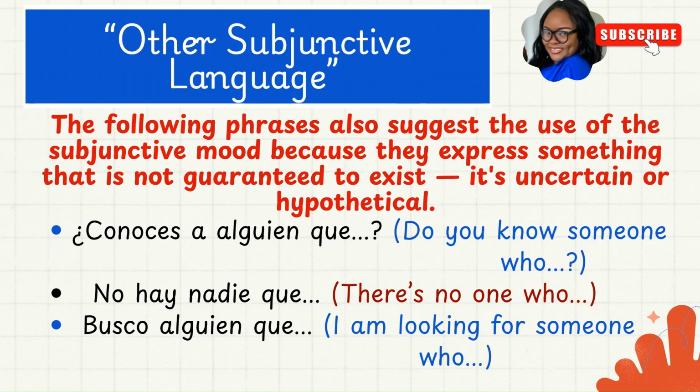¿Conoces a alguien que? Do you know someone who? No hay nadie que. There's no one who. Busco alguien que. I am looking for someone who. These all suggest subjunctive conjugation. So whatever follows these phrases would be in the subjunctive conjugation. And anything that looks or sounds like these 3 statements would also be more than likely the subjunctive. And that's all there is.